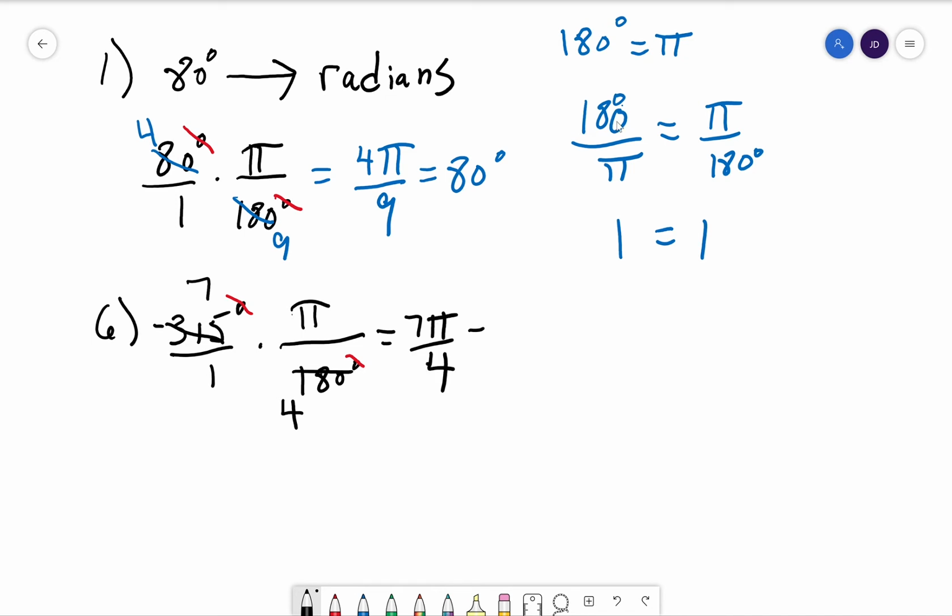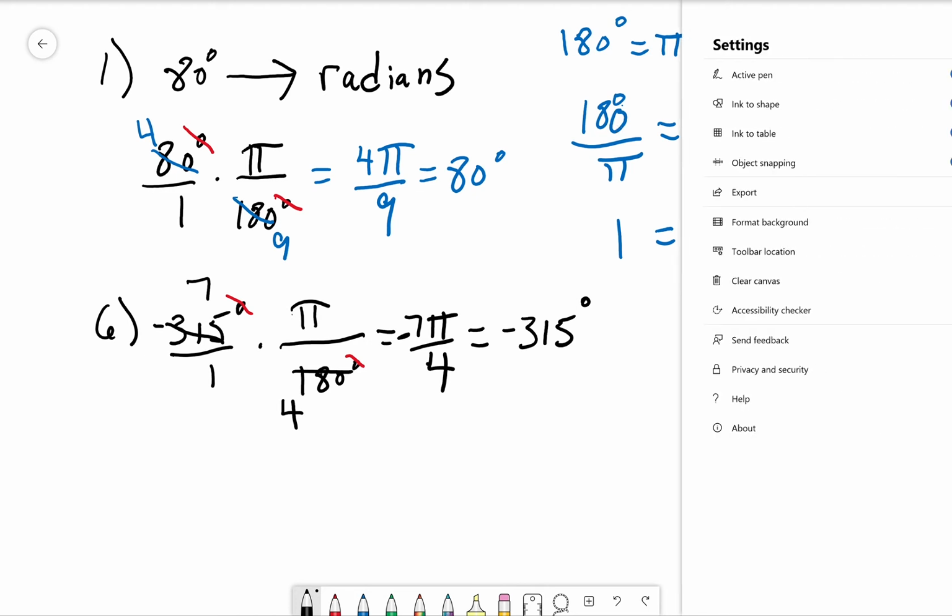This is the same thing. Oops, I forgot my negative. Negative 7 pi over 4 is the same as negative 315 degrees. All right. So, all right, let's move on. Let's move on to, I'm going to erase this here. Let's move on to number, I guess, 13. Let's go down to 13.